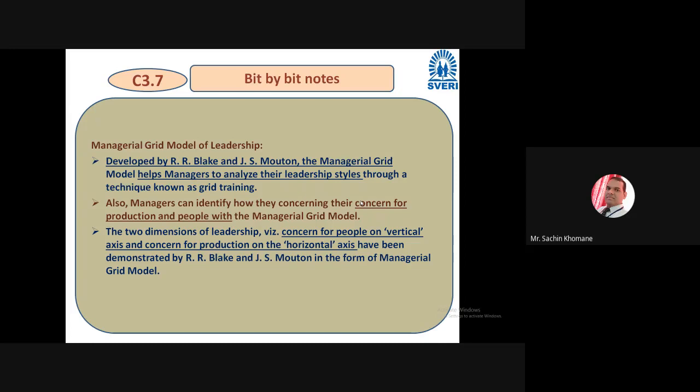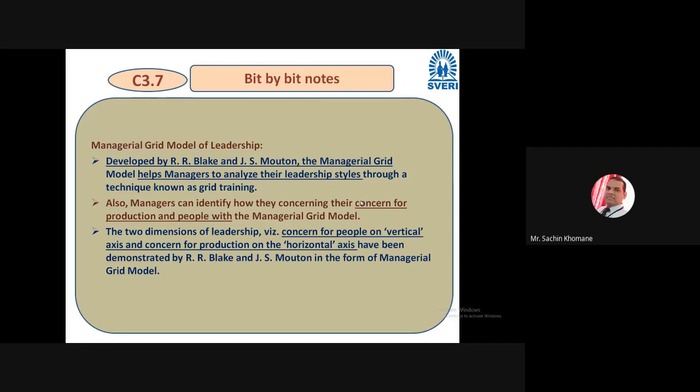So the two dimensions of leadership basically they have drawn on this particular grid. Concern for people is on the vertical axis and concern for production will be on the horizontal axis. I will show one graph to you. So in this grid there will be two axes, one vertical and one horizontal. What will be on the vertical axis? Concern for people will be on the vertical axis and concern for production will be on the horizontal axis.